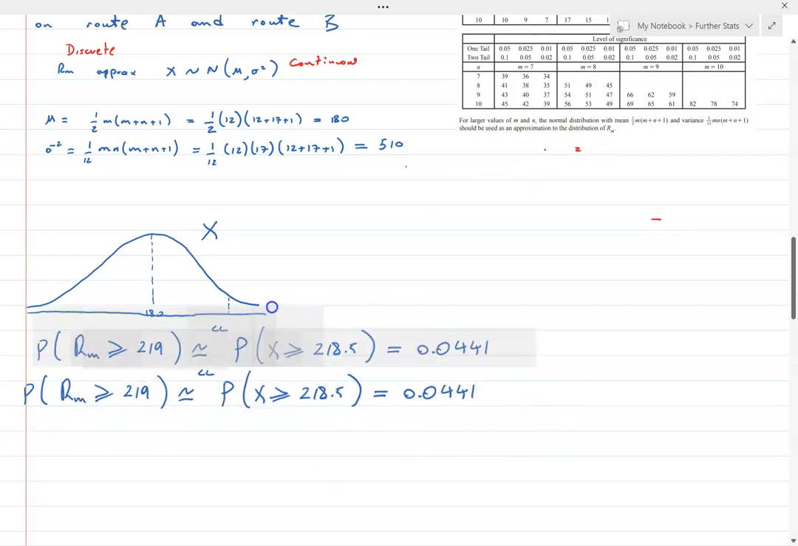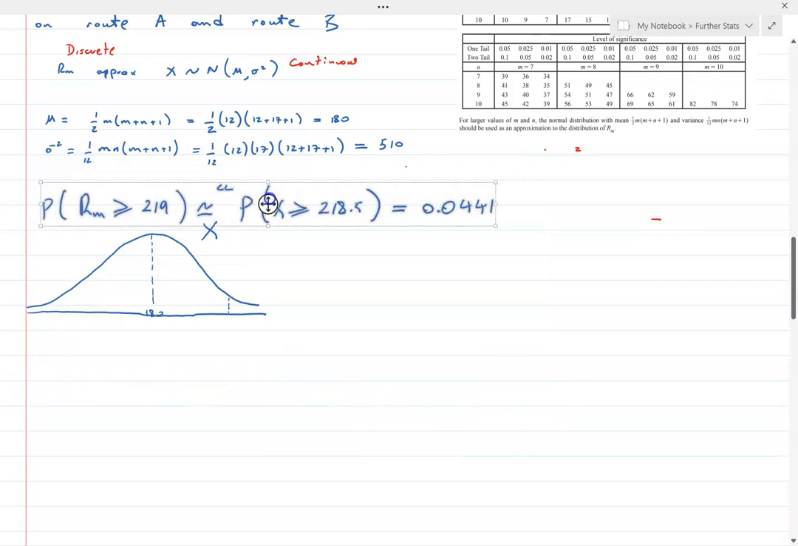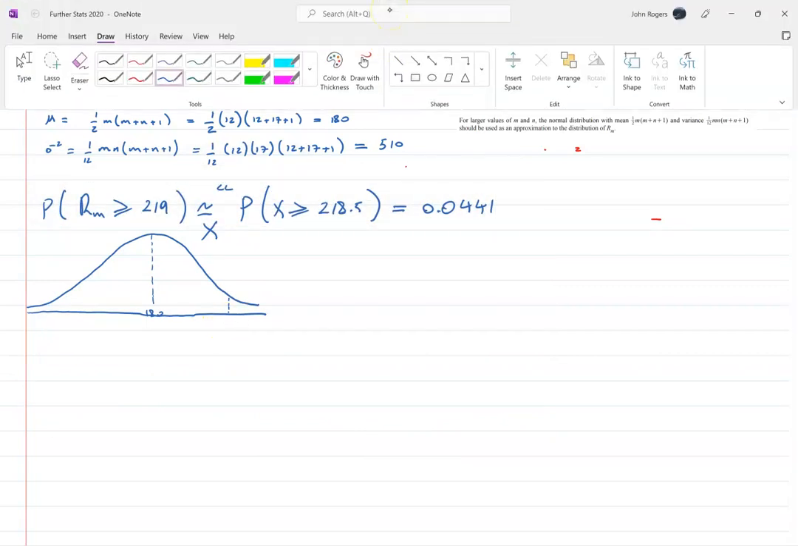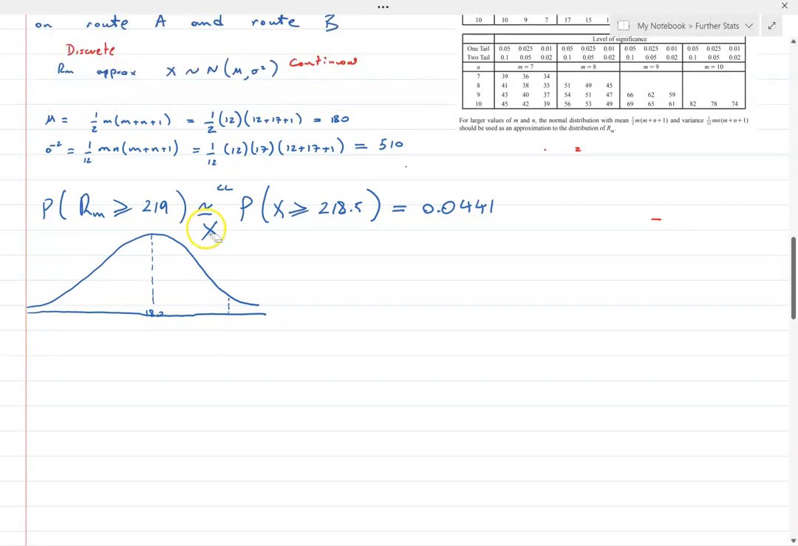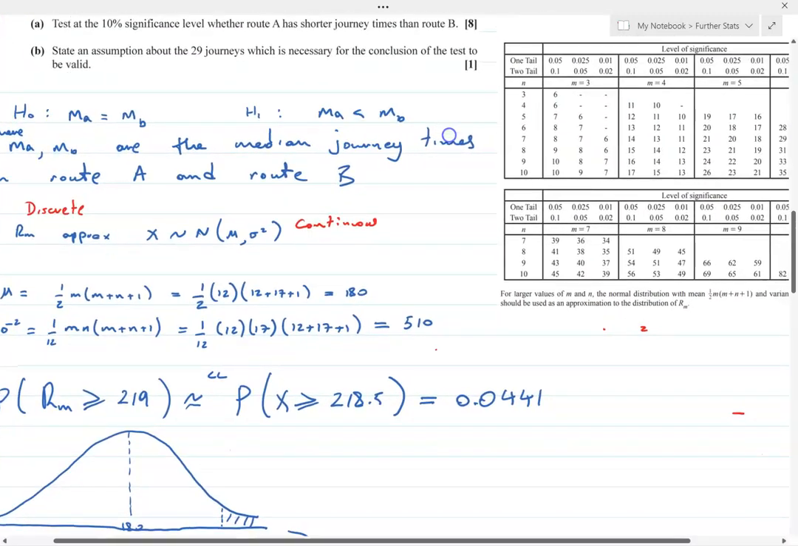Let's move this up here. It's probably nice to have the continuity correction on our diagram here. To have a diagram is no bad thing. So when we're dealing with the normal distribution, we've got 218.5. So what's the conclusion? Well, it's 10% at one-tailed.